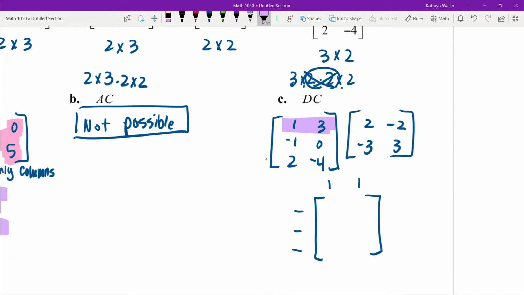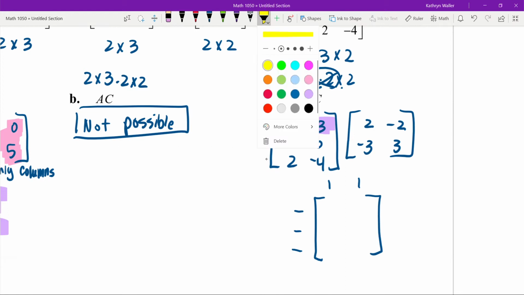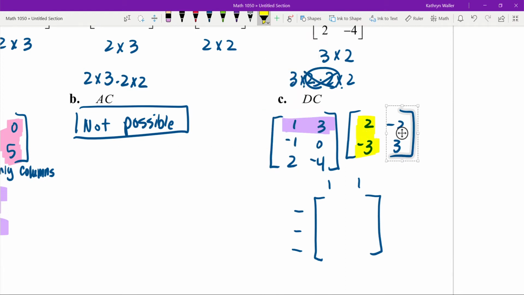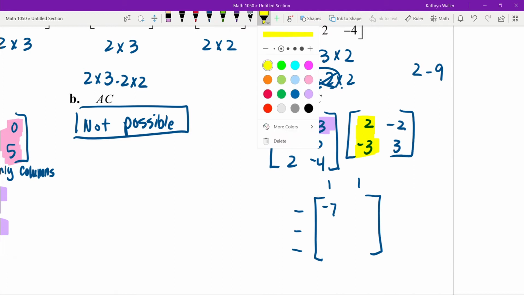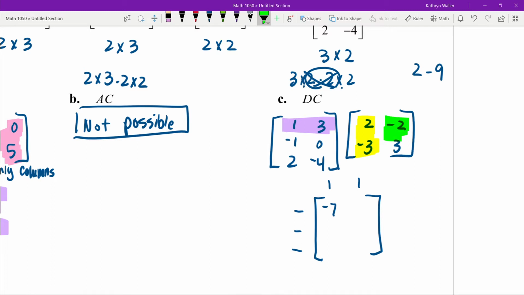This row, and then this column right here. Okay? So the 1 goes to the 2, the 3 goes to the -3. So 1 times 2 is 2, 3 times -3 is a -9, 2 minus 9 is a -7. Okay? Change columns. So now I'm doing this guy right here. The 1 goes to the -2, the 3 goes to the 3. 1 times -2 is a -2, 3 times 3 is a +9, a -2 and a +9 is a +7.